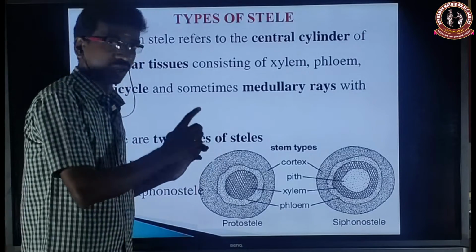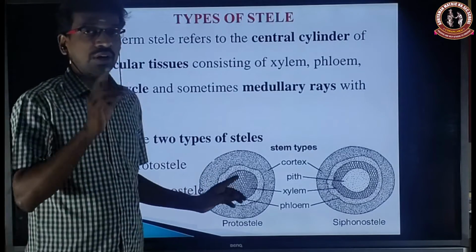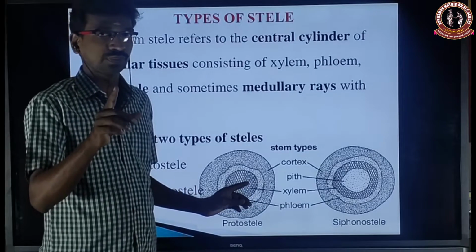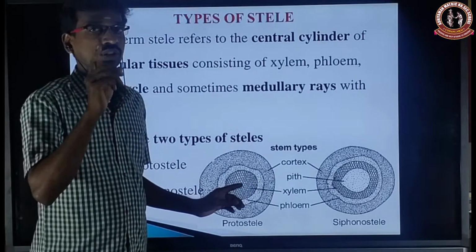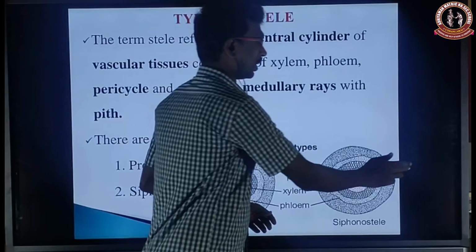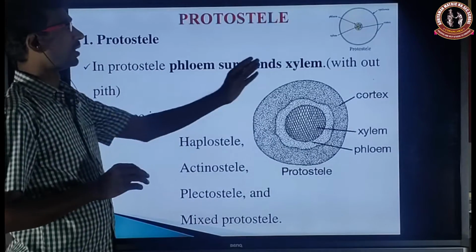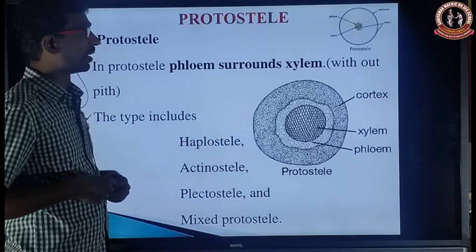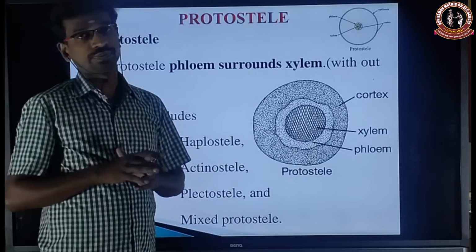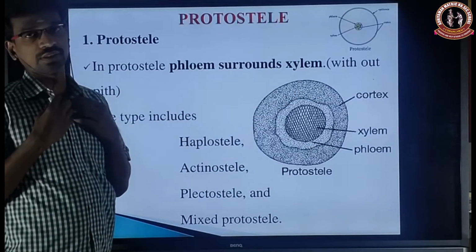Okay, so what is the difference between protostele and cyclostele? Protostele is non-medullated. So what is the medulla? Pith is generally called medulla. So pith is absent in protostele. Pith is present in cyclostele. We can see the protostele: xylem at the center and the xylem is surrounded by phloem. Pith is absent, that is, without pith. That is very clear.